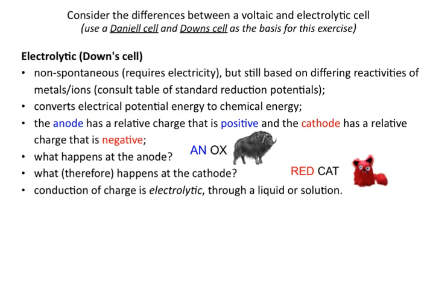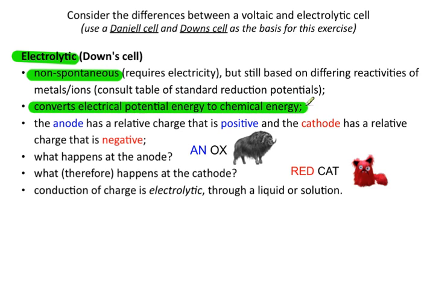Well, how about the electrolytic cell? So here's our electrolytic cell, and that would be, for example, a Downs cell. So it is non-spontaneous. So it requires electricity. That said, it's still based on the differing reactivities of metals and ions, and you still have to go to your standard reduction potential table. In an electrolytic cell, we take electrical potential energy, we convert it to chemical potential energy. So we're doing the reverse process here. The electrical current provides the energy required to reverse a spontaneous reaction.